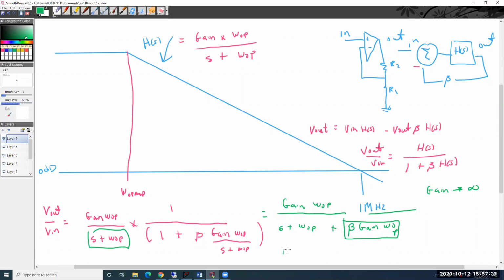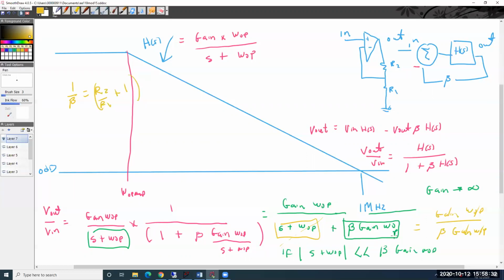And so what I can write is if the magnitude of this is much less than this, right? So think about it. If this is a lot bigger than the magnitude of this, that drops out. I'm left with this. These cancel. I have 1/beta. And so the transfer function reduces to the gain of a non-inverting op amp. And you can come up with, if you set S equal to j omega, you can solve for this frequency.